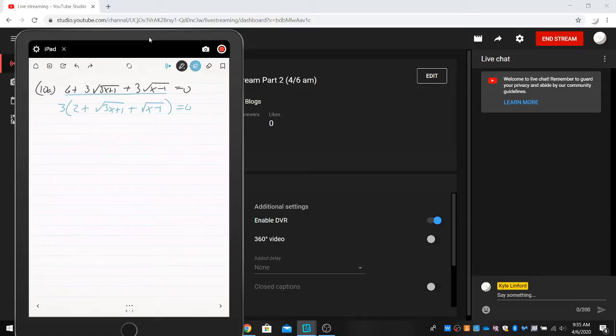So I could factor that 3 out, so I'm left with a 2 plus the square root of 3x plus 1 plus the square root of x minus 1 equaling 0. This is the thing that I want to solve.